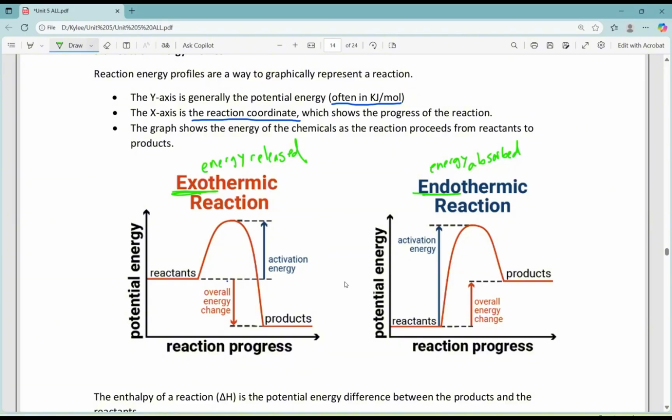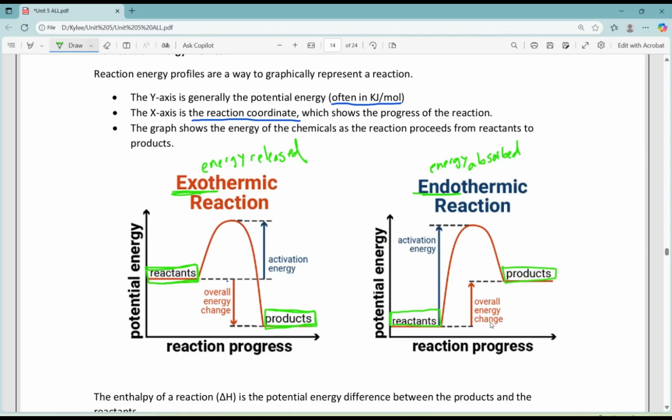So the difference between the graphs, if we analyze what they look like: when it's exothermic, my reactants, which are on the left where I start, are going to be higher than the products. It's reversed when I have an endothermic reaction. The reactants start lower and the products are higher.